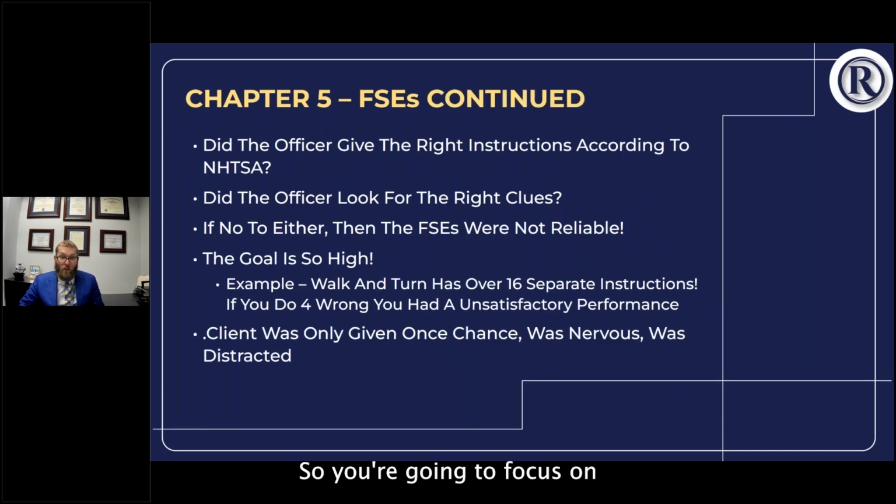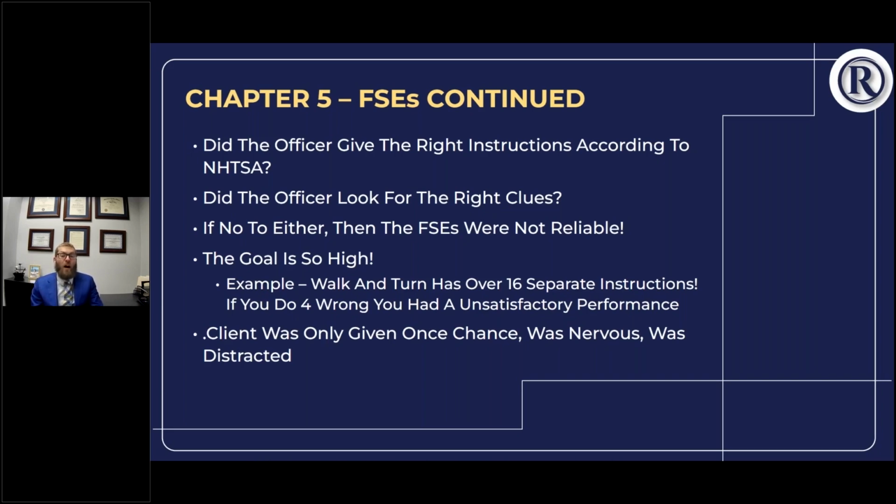So you're going to focus on, did they give the right instructions according to NHTSA? If they didn't, you want to get them to say, if they fail to give the right instructions, it affects the reliability of the exercises. They have to say that. Same with looking for the right clues. If they weren't looking for the right clues, the exercises are less reliable. They should concede to that. If not, it doesn't sound reasonable and you argue it to the jury in closing.